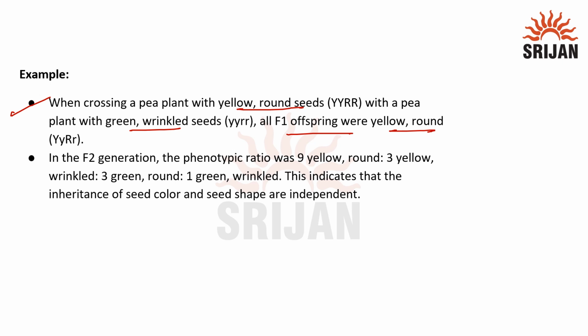So yellow seed and round seed are the dominant ones. But in the case of F2 generation, the phenotypic ratio was found to be 9 yellow round, 3 yellow wrinkled, 3 green round, and 1 green wrinkled, showing that the ratio was 9 is to 3 is to 3 is to 1, which states that all the four possible combinations were made, which indicates that inheritance of seed color and seed shape are independent.